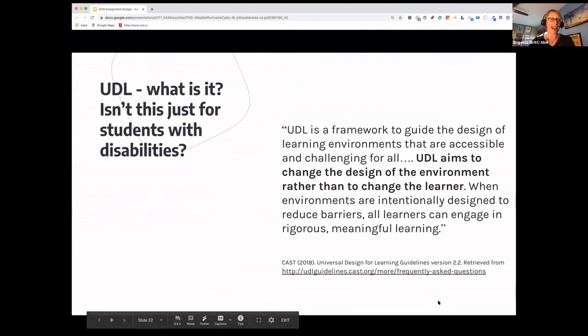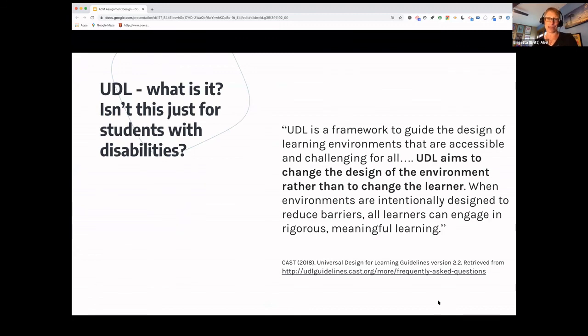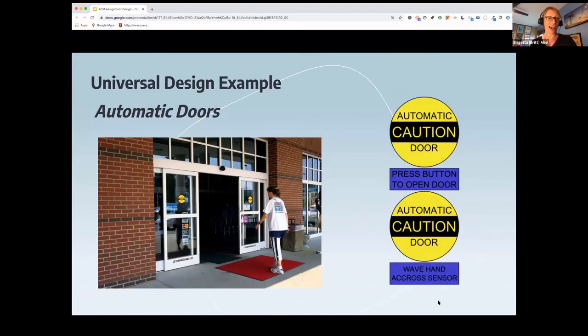The myth of UDL is that it only pertains to students with disabilities, but the truth is that UDL is about thinking through learning design in a way that acknowledges the barriers in the learning environment and attempts to mitigate those barriers from the outset in the course and assignment design. This mitigation helps all learners while also reducing the need for individual accommodations. So in other words, UDL guides specific course and assignment design elements to ensure all students have access to all course elements. And I'm going to explain this with a physical example on the next slide.